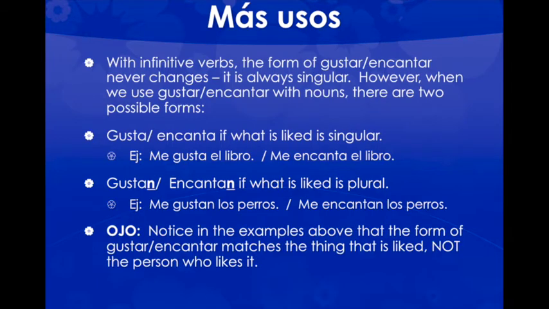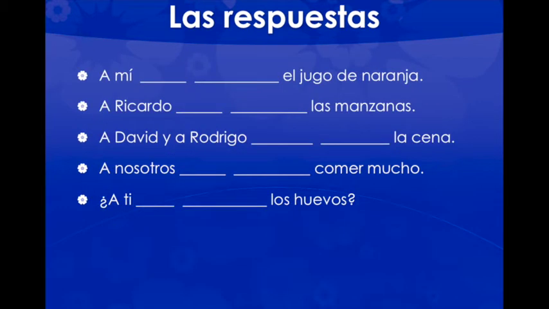And again, in the examples above, the form of gustar or encantar matches the thing that is liked, not the person who likes it. So if we looked at some examples, if we wanted to say, I like orange juice, me gusta el jugo de naranja, where we pick me because of a mí, and because orange juice is singular, it doesn't have an N, just gusta. Ricardo likes apples, we choose les or le because Ricardo, and because apples is plural, we put an N on gustan. A David y a Rodrigo, so we choose les, they like, gusta, les gusta la cena. Gusta is singular because dinner is singular.